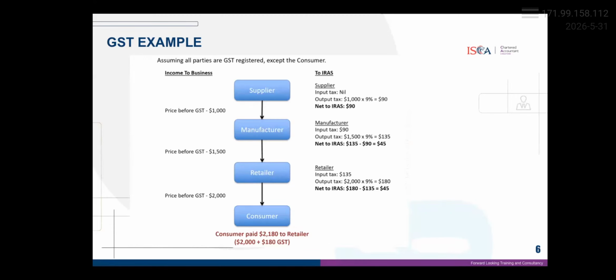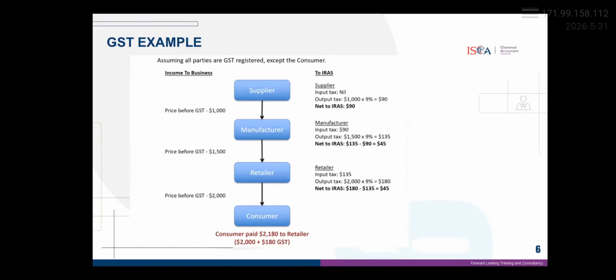Now, moving on to the retailer, who would have paid $1,500 to the manufacturer plus a GST of $135. The $135 will then form the retailer's input tax, which can be claimed back from the government. When the retailer sells the goods to the end consumer at $2,000, the retailer again has to apply 9% on the $2,000 and charge $180 of GST.